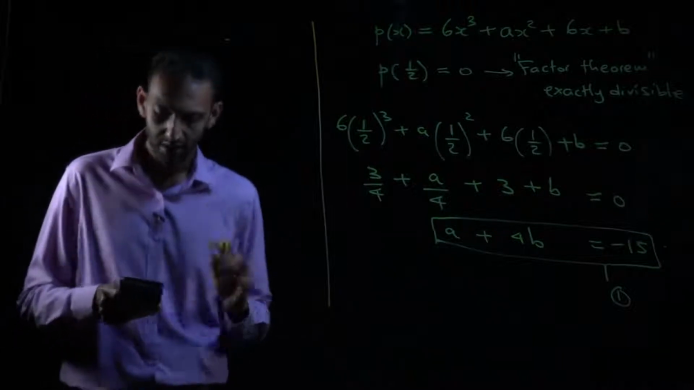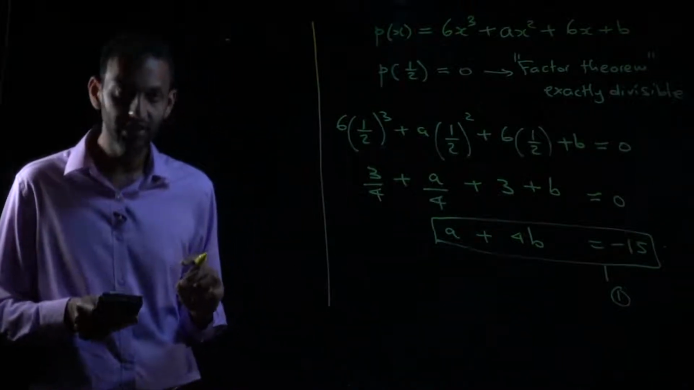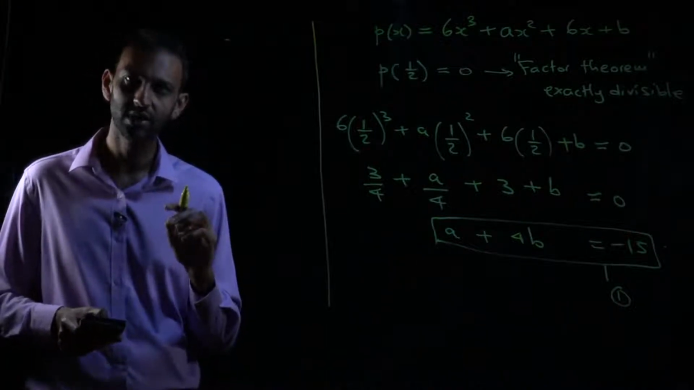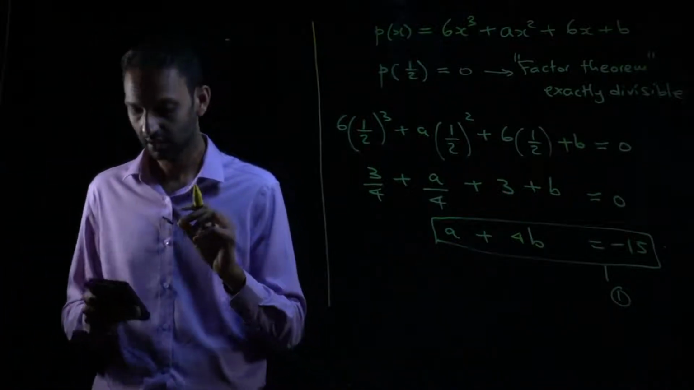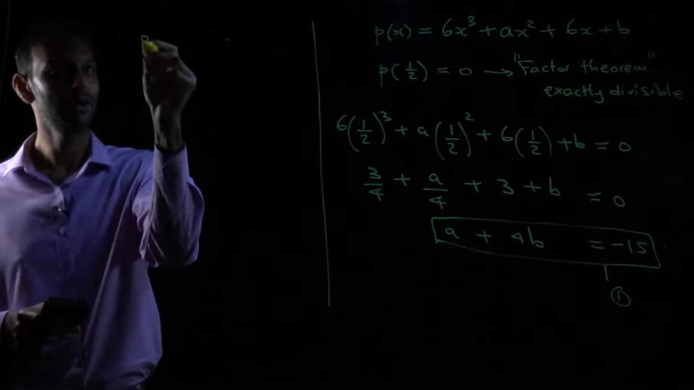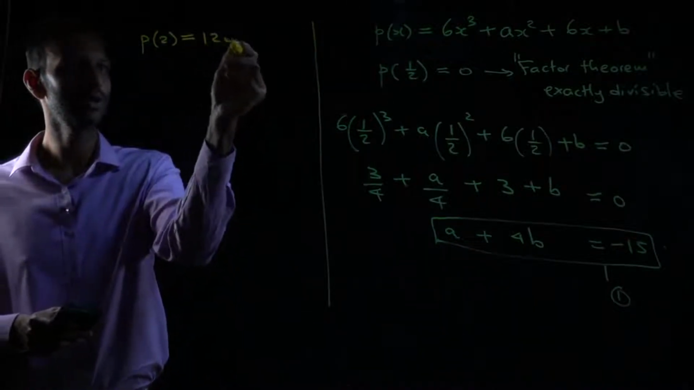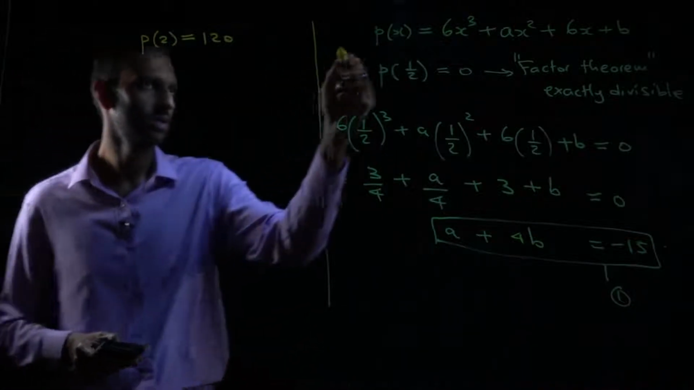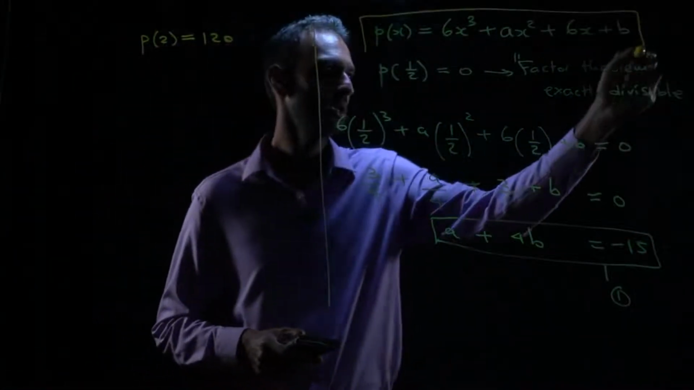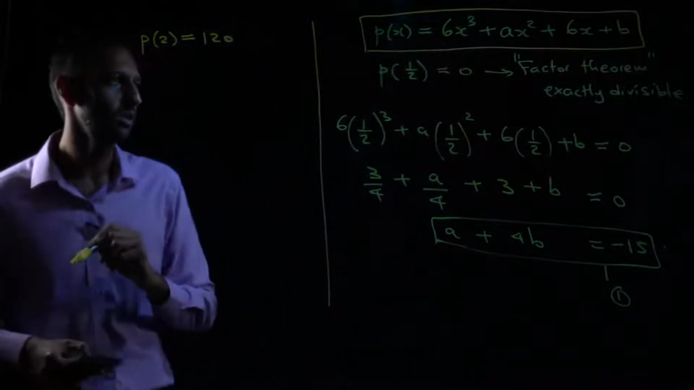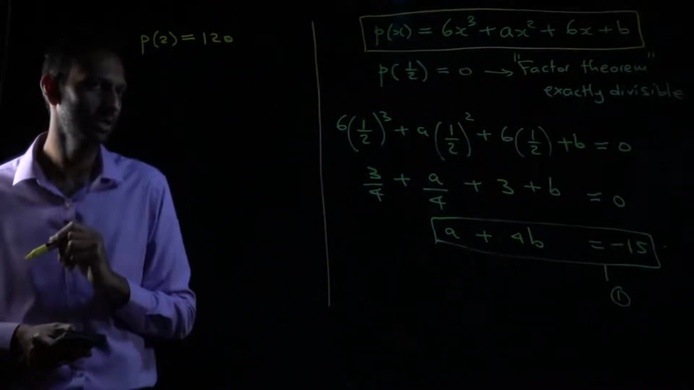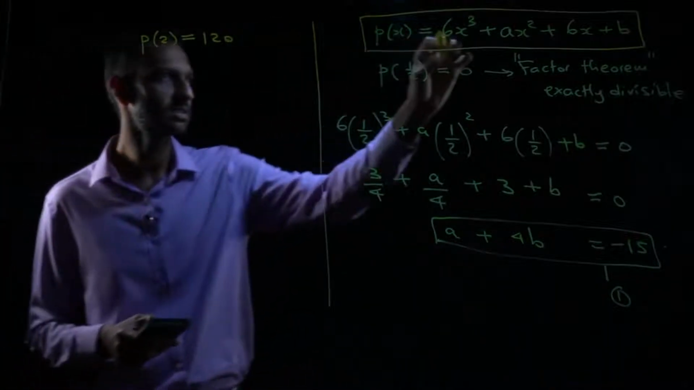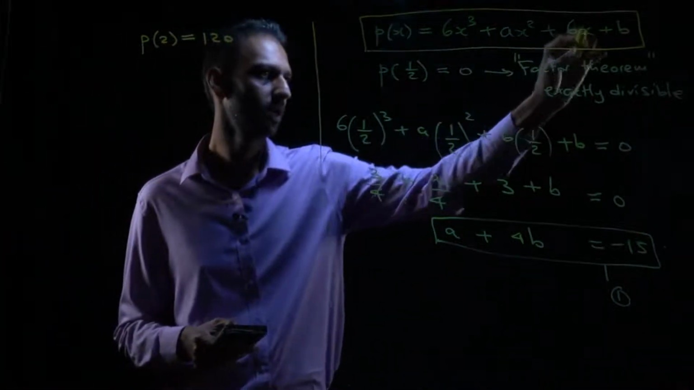Now, the same expression with the same polynomial, when it is divided by x minus 2, the remainder is 120, right? Which means that p of 2 is equal to 120 as specified in the question. Now, remember that the polynomial is a cubic polynomial, 6x cubed plus ax squared plus 6x plus b. Let us now replace the x with 2.